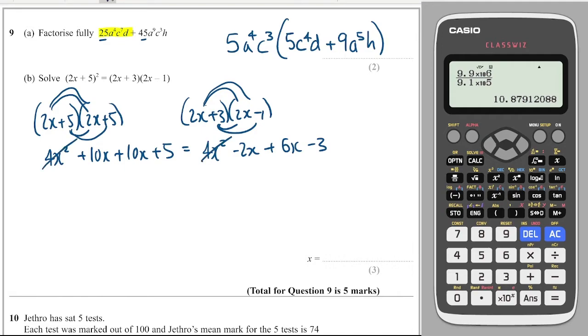4x squared can cancel from both sides. So I have 20x plus 5. Whoops. That should be 25. Apologies. And that should be plus 4, and that's minus 3. Take the 4x from both sides.